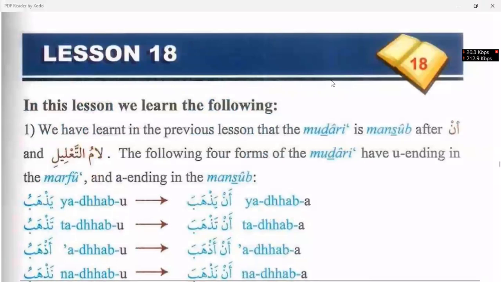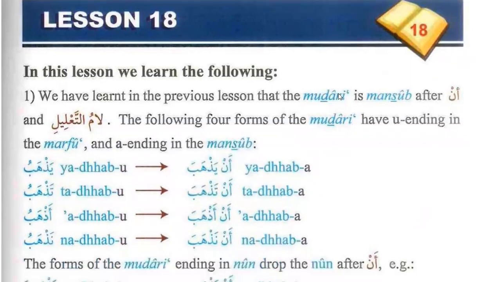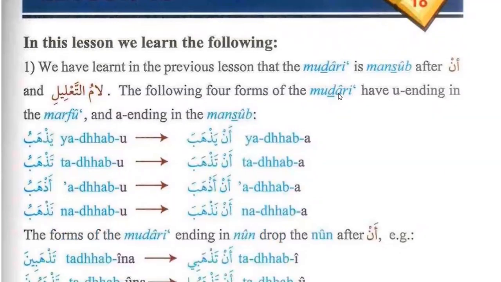The forms of mudari ending in noon drop the noon after an. Example. Lesson 18. In this lesson, we learn the following. We have learned in the previous lesson that the mudari is mansub after an and lam ta'lil. The following four forms of mudari have dhamma ending in the marfu and fatha ending in the mansub.